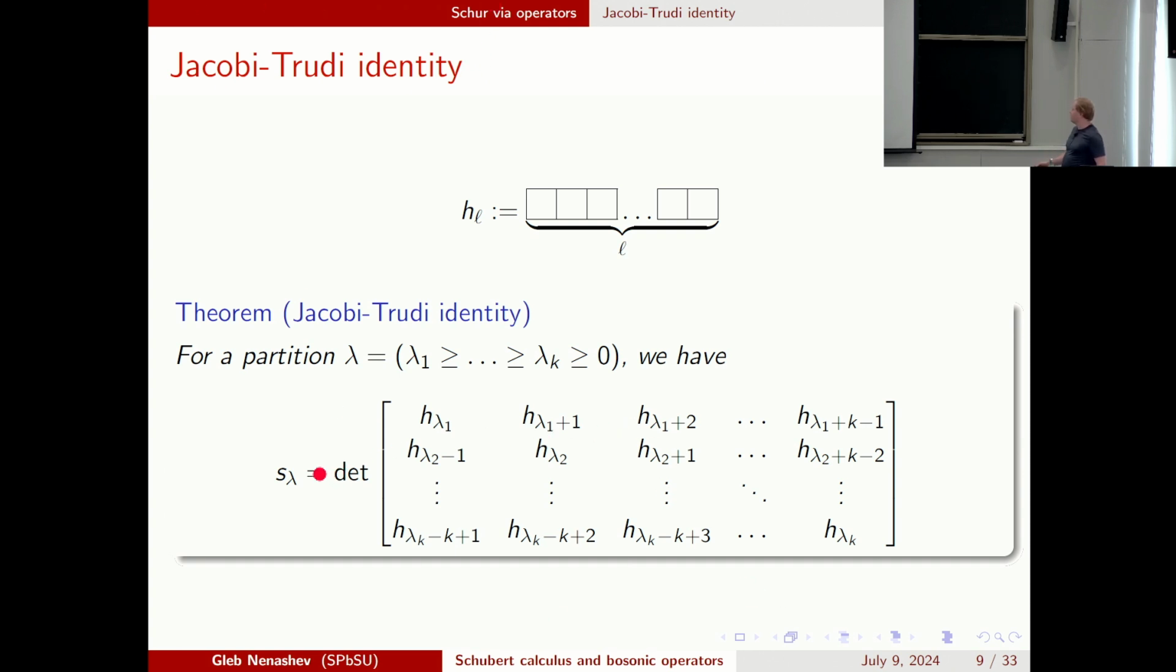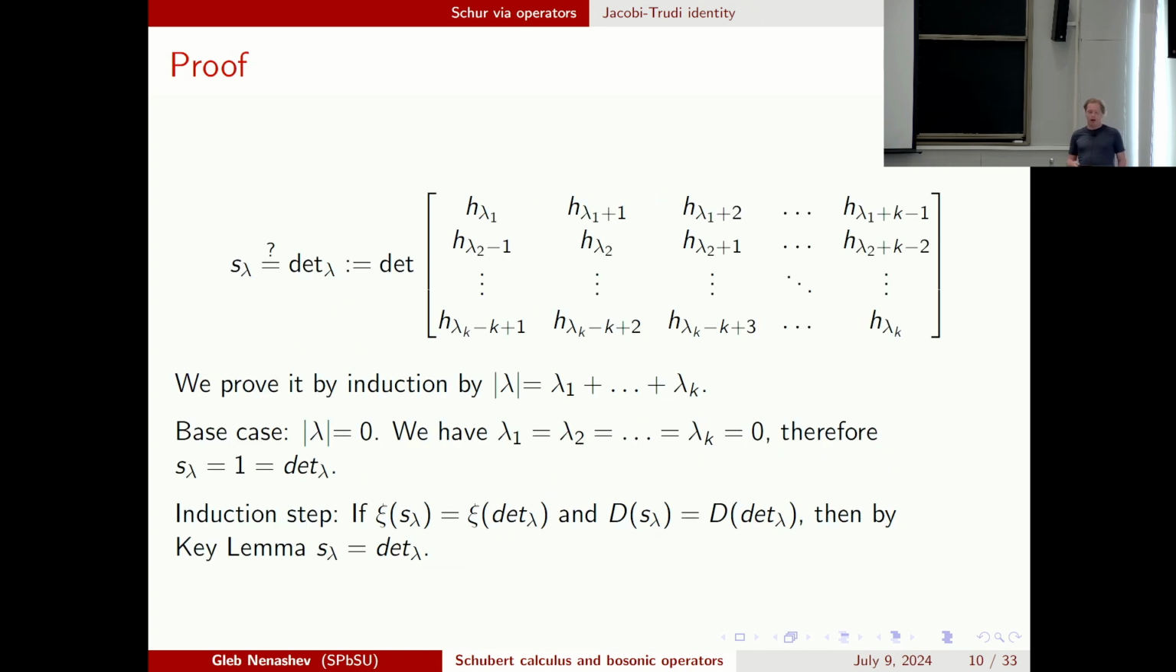Yes. How can we prove this? By induction, of course. And to prove this, we need just to check. Okay, assume that we checked the base, and now we need only to check the induction step. And for this, we need just to prove that Xi of the left hand side equals Xi of the right hand side, and the same for D.